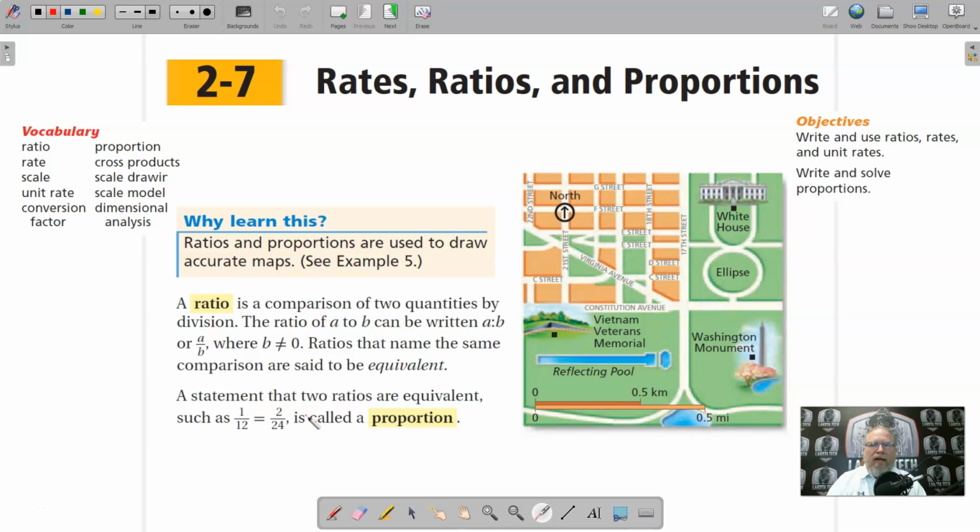Hello, this video is for Algebra 1. It is Chapter 2, Lesson 7. The title of the lesson is Rates, Ratios, and Proportions.